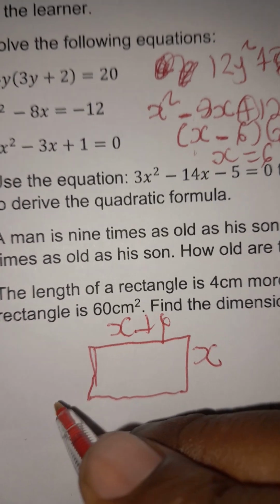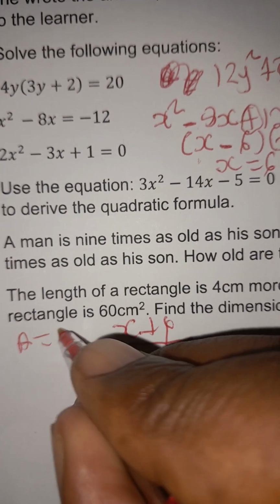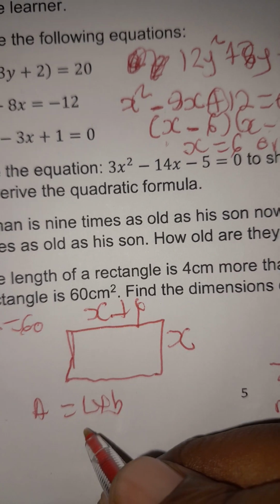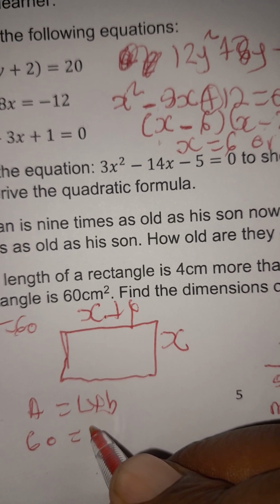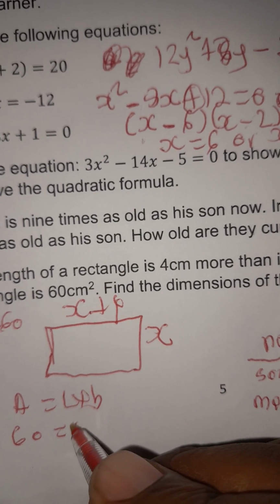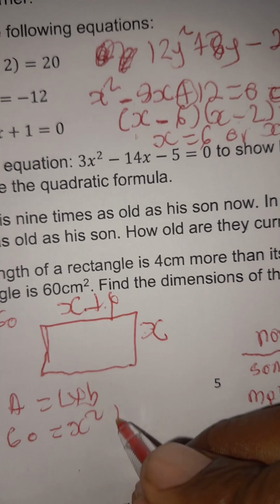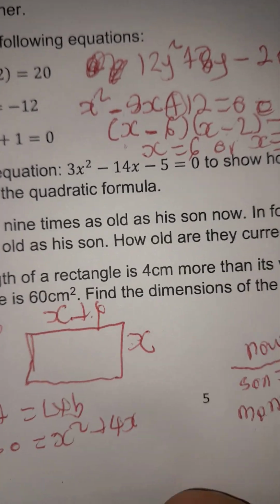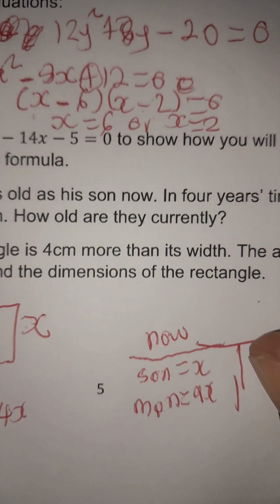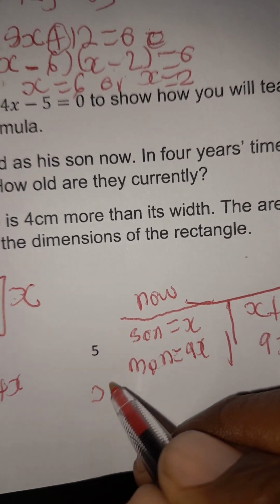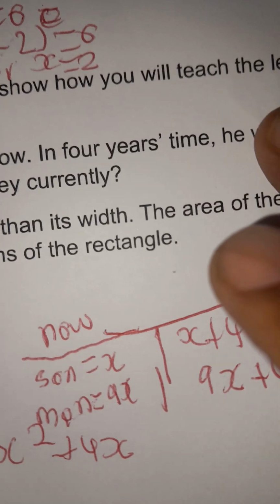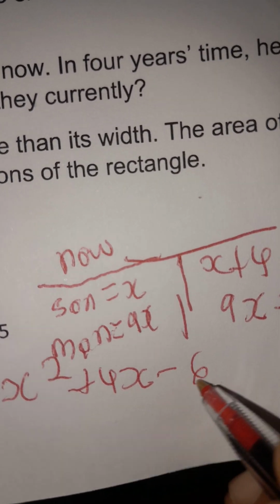The area is given as 60. When we write the formula, it will be length times breadth. We need to find the dimensions. 60 equals x times x plus 4. x times x will be x squared, and x times 4 will be 4x. Let's write this in the simplest form: x squared plus 4x, transpose 60, it will be minus 60.